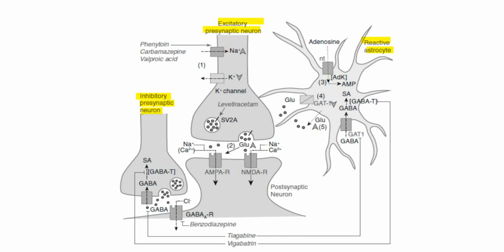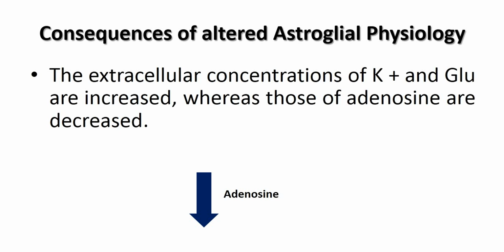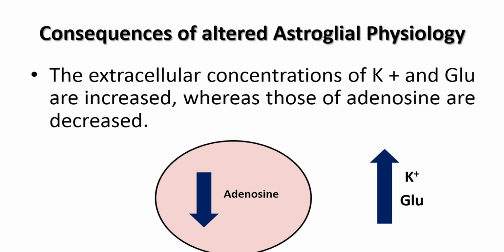So, this is what I try to explain. What are the consequences of altered astroglial physiology? The extracellular concentration of potassium and glutamate are increased, whereas that of adenosine is decreased. So, you can always see the flow chart mentions that adenosine is decreased, whereas glutamate and potassium increase.